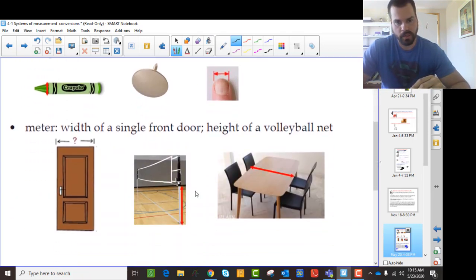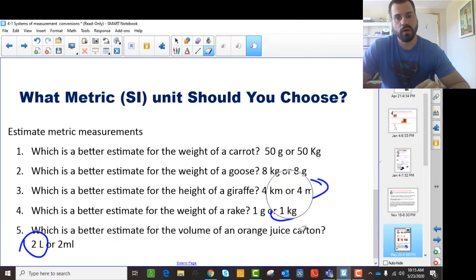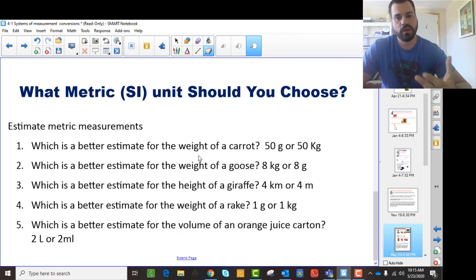And then a meter, you can kind of think of a meter as the width of a door, the height of a volleyball net, the bottom of the volleyball net, or the width of a sort of standard table is about a meter, okay? So again, we want to talk about what metric unit should we use, just so you can kind of have an idea of what makes sense.